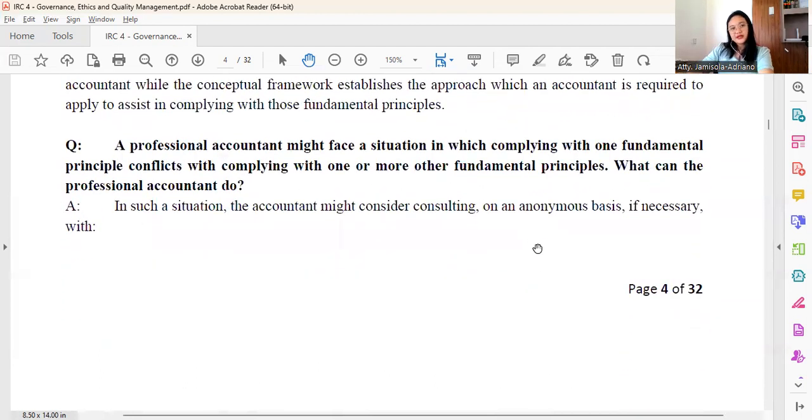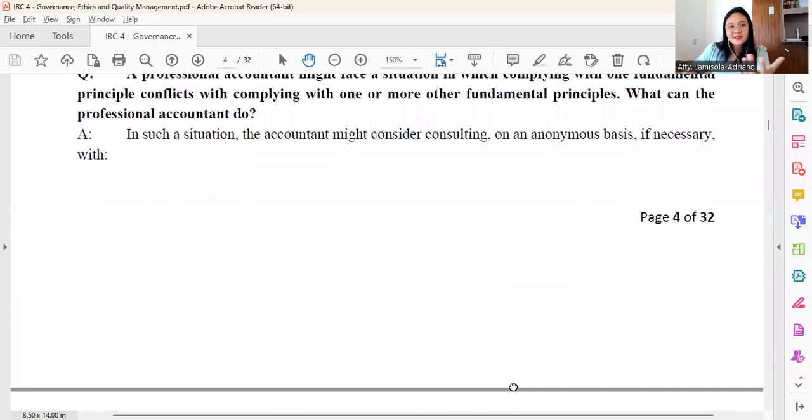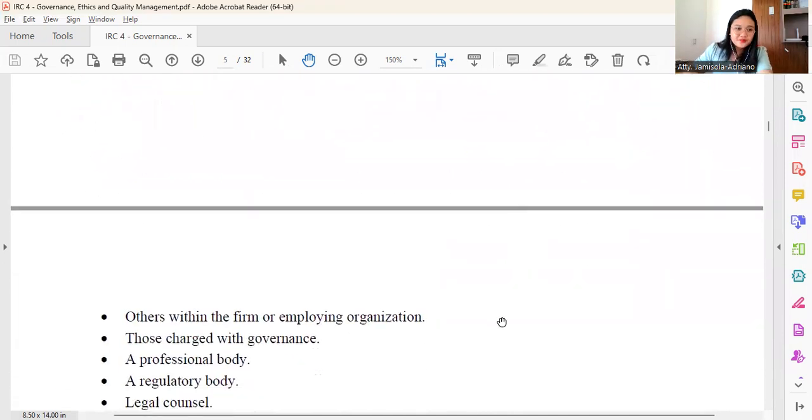Another question. A professional accountant might face a situation in which complying with one fundamental principle conflicts with complying with one or more other fundamental principles. For example, I need to comply with, let's say, integrity or objectivity, but it would run counter to another fundamental principle. So what should I do? What can the professional accountant do? So in such a situation, the accountant might consider consulting on an anonymous basis if necessary with the following. So you need to ask advice. You need to consult with the following.